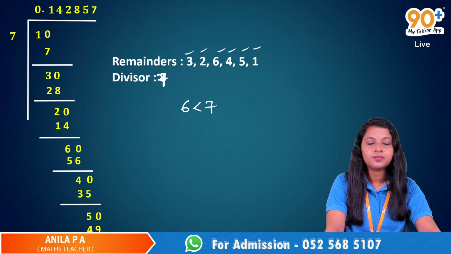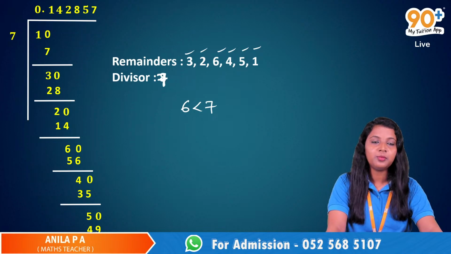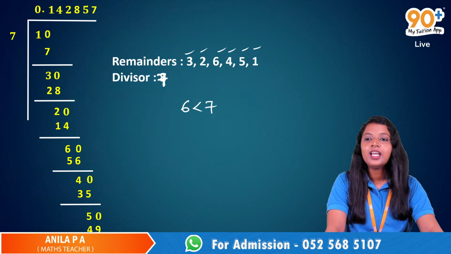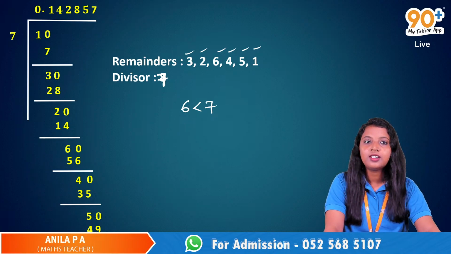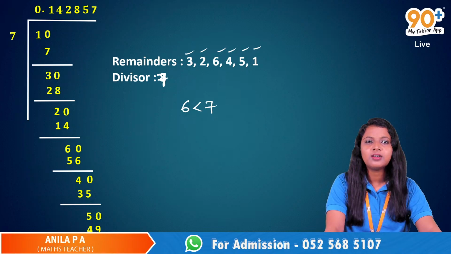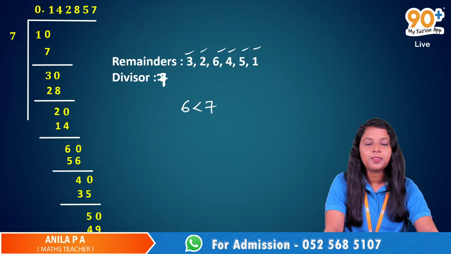Ma'am, it is a non-terminating and recurring number. Yes, non-terminating and recurring. Next one. We didn't write this. Okay. Next one. Ashlyn, yes, Ashlyn.